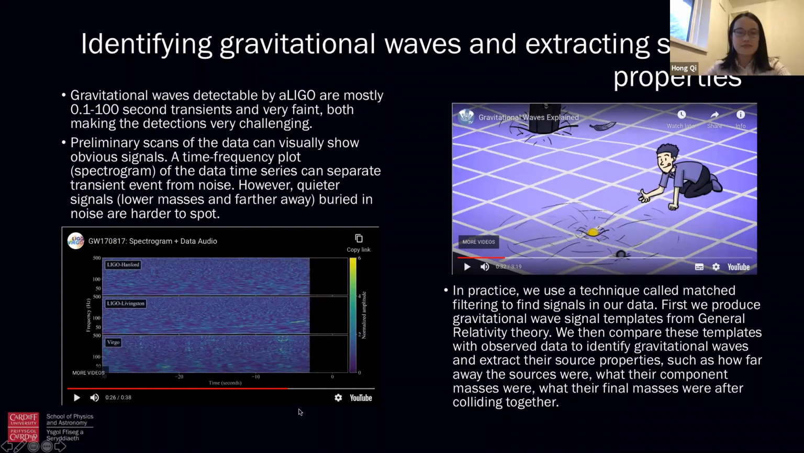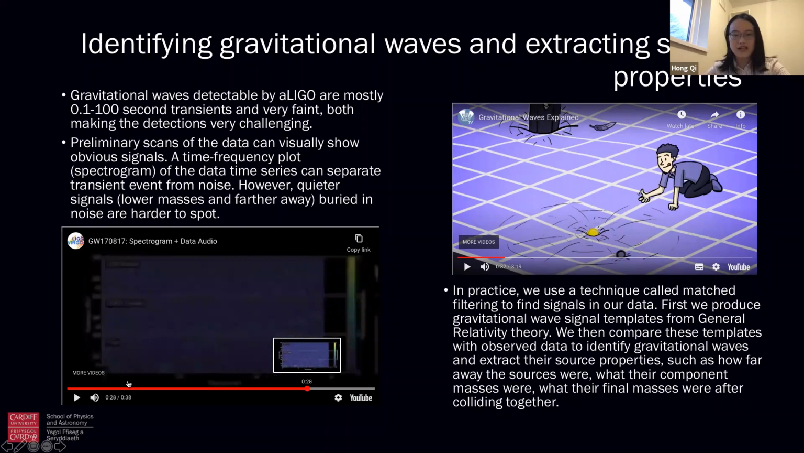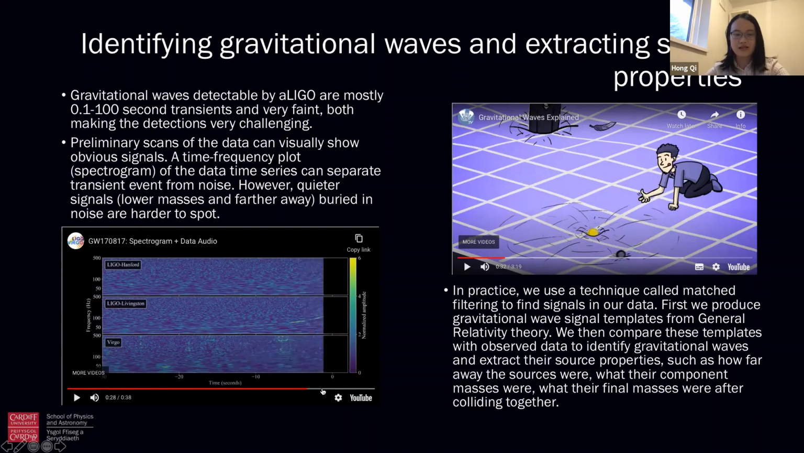But for most of the gravitational waves, we cannot see it that way. In practice, it's difficult to see it that way because they are buried in noise and difficult to spot. And in practice, we use a technique called matched filtering to find signals in our data.